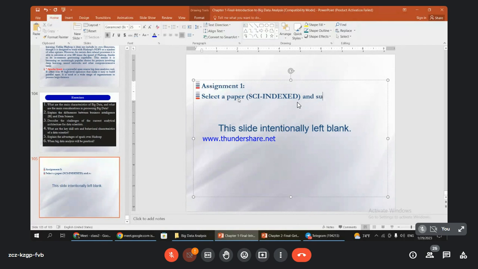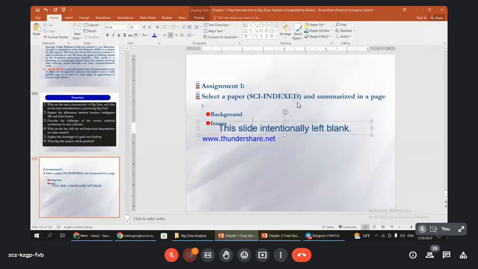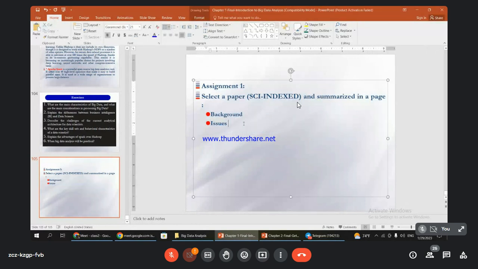And summarize it in a page. Whenever you do the summary, you should include the background, issues, and because the issue is very mandatory, the issue, objective or goals, technique, and finding. These are very mandatory within a page.